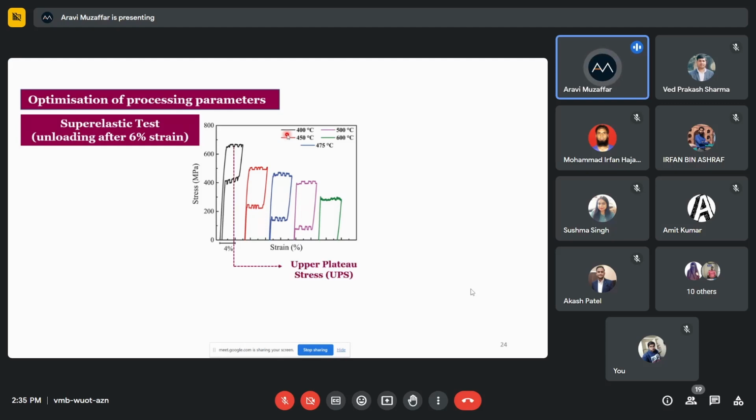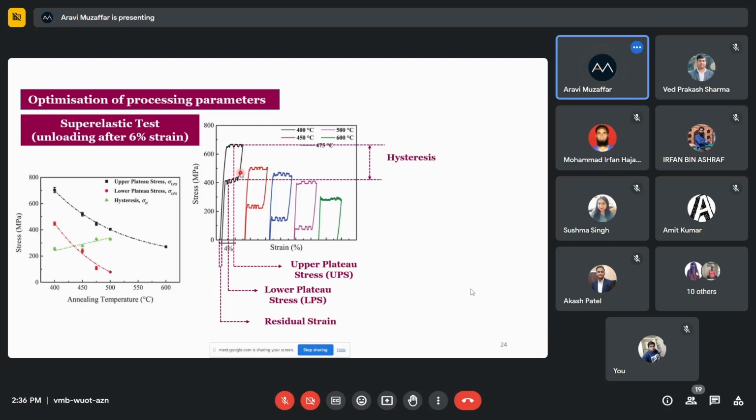These tests are quantified on the basis of the upper plateau stress, which refers to the value of stress at around 3% strain during loading, and the lower plateau stress, which refers to the stress at a strain of 2.5%, but at unloading. And the residual strain, meaning the strain that is left after the material has been completely unloaded. And obviously the hysteresis, meaning the difference between the upper plateau stress and the lower plateau stress.